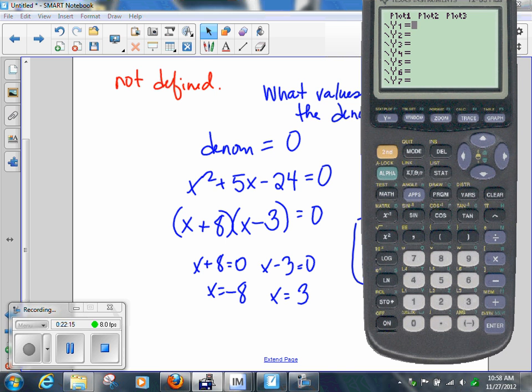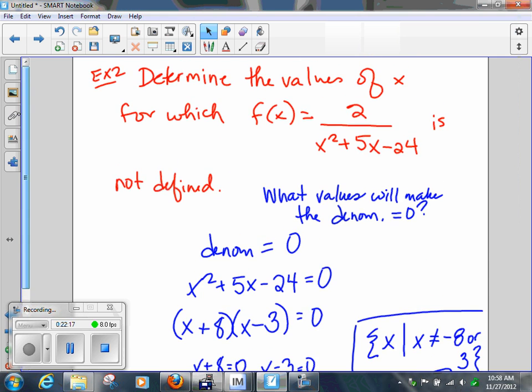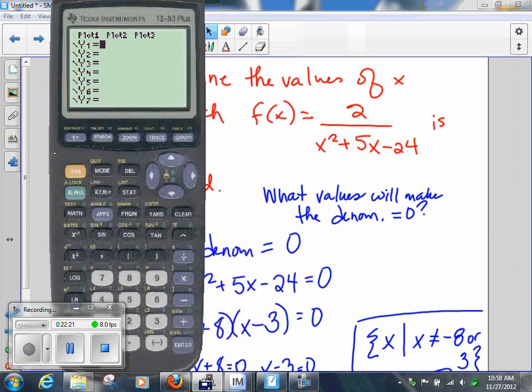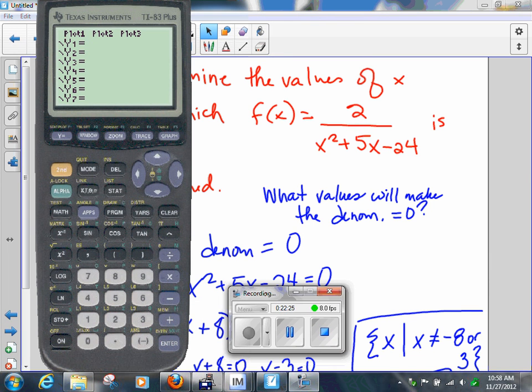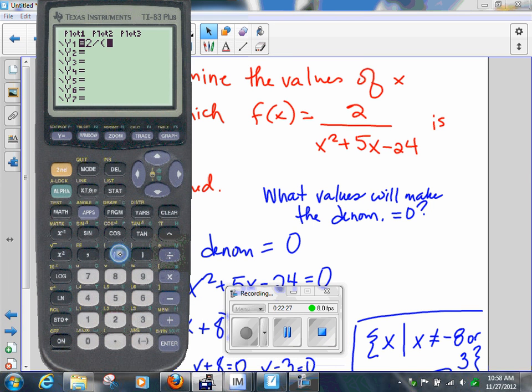Be mindful of parentheses here, folks. All right, so here we go. 2 divided by... Parentheses, put your denominator in parentheses. Folks, it's okay for you to put x squared plus 5x minus 24. And I'm going to close the parentheses because y'all know how I am.